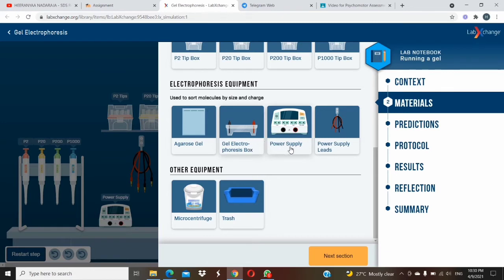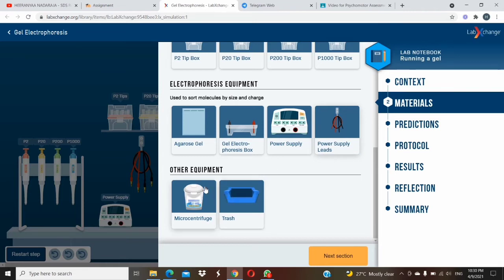And then here we have the power supply with the red and black cords, which must be connected to the connection points on the power supply. And here we have the power supply leads, which are in two colors, black and red.